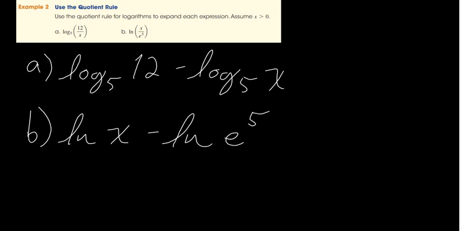Now, similar to the first problem, we're not necessarily done here, right? Because there's a relationship right here, and it's that cancellation property. The natural log of e is just 1, so we can rewrite that as a 1.